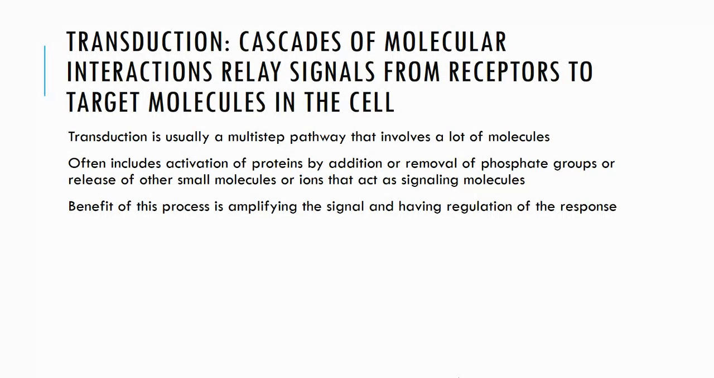Moving on to the second step of cell signaling, transduction. We're going to be looking at cascades of molecular interactions that relay signals from receptors to target molecules in the cell. Transduction is usually a multi-step pathway that involves a lot of molecules. It often includes activation of proteins by addition or removal of phosphate groups, or release of other small molecules or ions that will act as signaling molecules.